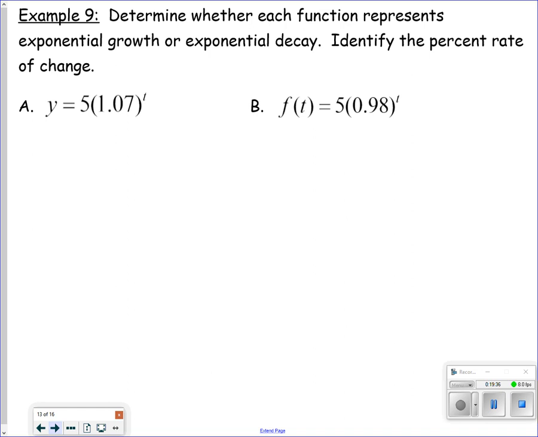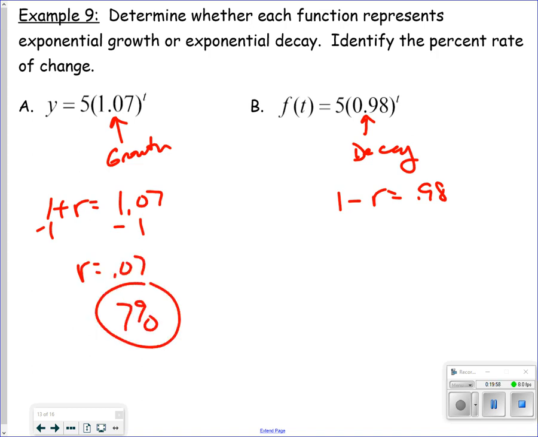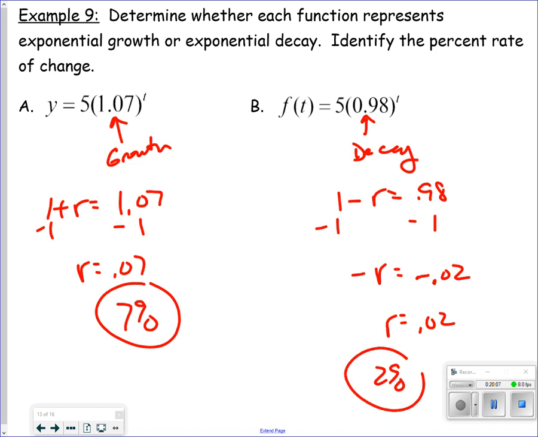Determine whether it represents growth or decay. So again, you're looking at this initial value here. And if it's above 1, it's going to be growth. If it's below 1, it's going to be decay. And then get the percent. Here's what I tell her. If it's growth, it's 1 plus r. And if it's decay, it's 1 minus r, and then just solve. So if I subtract 1, I get 0.07, which is 7%. If I subtract 1, I get negative 0.02, which means it's 2% decay.